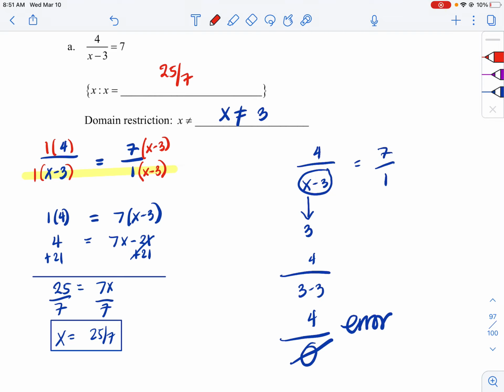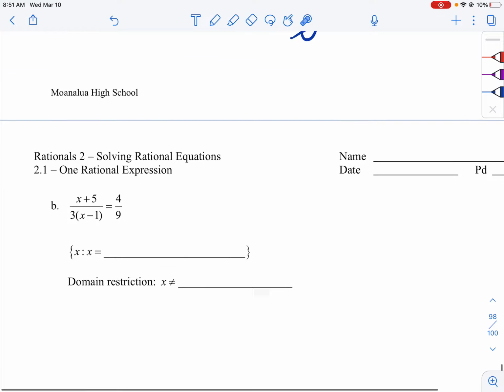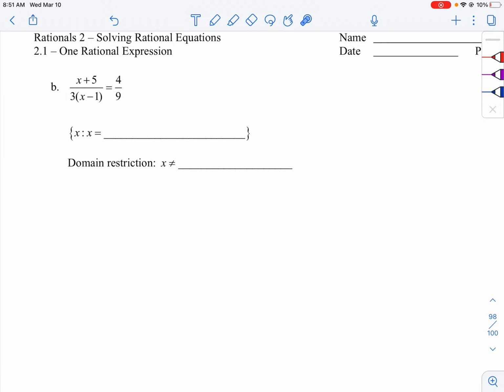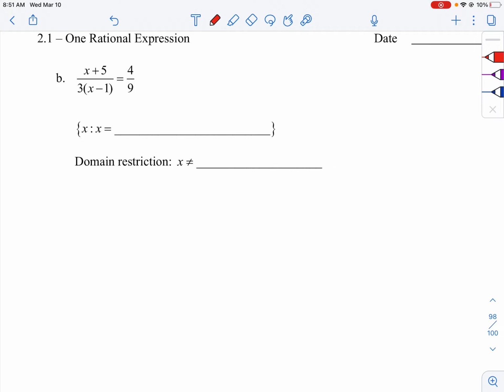Now, what if my x value and my domain restriction match each other? If they do, then we will say no real solution. Okay? Moving on. I have here x plus 5 over 3x minus 1 equals 4x. I think it's easier if we do our domain restriction first. So let's do our domain restriction. My denominator has an x, and in order for it to be defined, we need a domain restriction that x can be anything, but of course it cannot be equal to 1, because the moment that x is equal to 1, the whole bottom will be a 0.